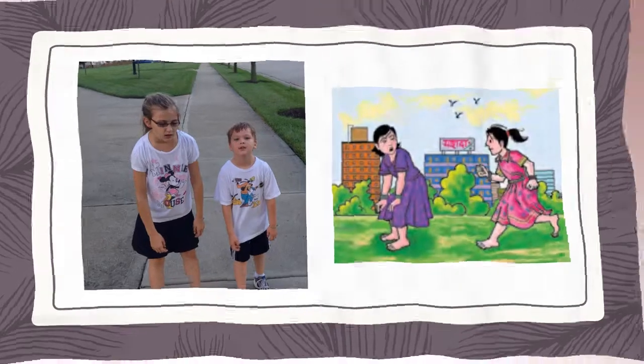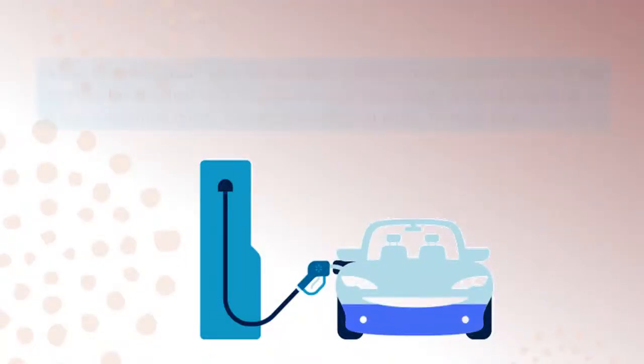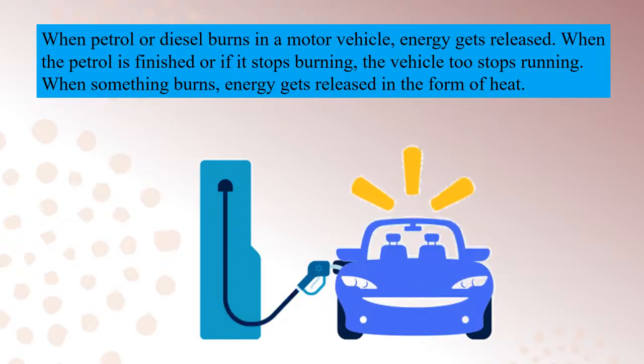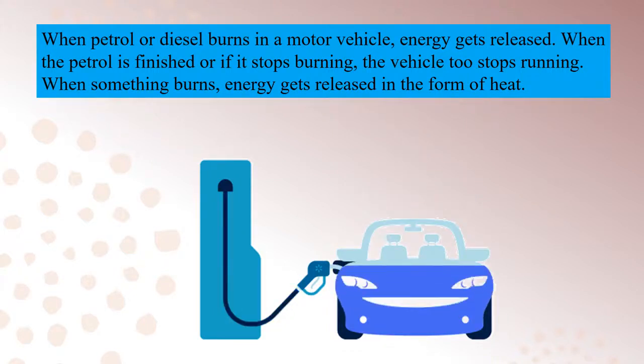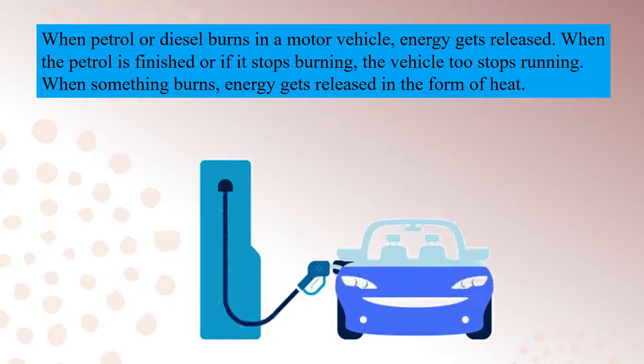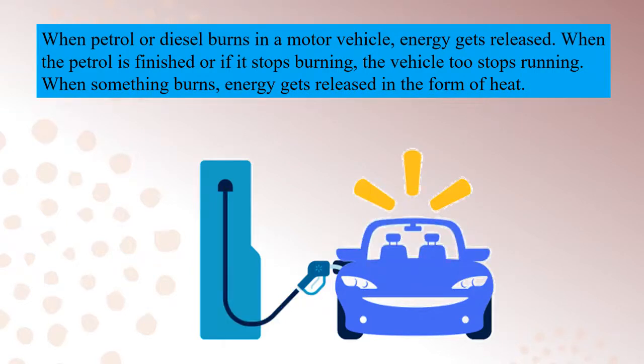So here in this picture you can easily see that when you have petrol or diesel filled in the vehicle, it works properly and it helps you to transport from one place to the other. So when petrol or diesel burns in a motor vehicle, energy gets released. When the petrol is finished, or if it stops burning, the vehicle too stops running. When something burns, energy gets released in the form of heat. You must have noticed when the vehicle is moving from one place to the other, the engine part becomes hot.